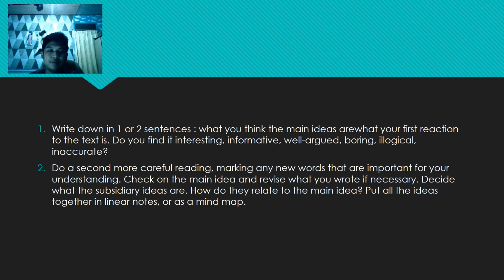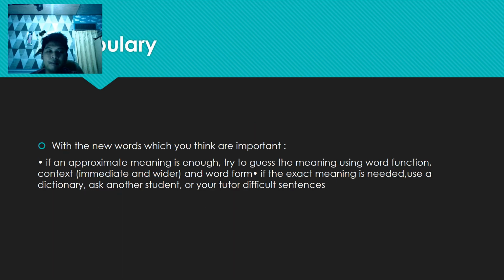Decide what the subsidiary ideas are. How do they relate to the main idea? Put all the ideas together in linear notes or as a mind map. Vocabulary: with the new words which you think are important, even approximate meaning is enough. Try to guess the meaning using word function, context, immediate and wider, and word form. If the exact meaning is needed, use a dictionary.